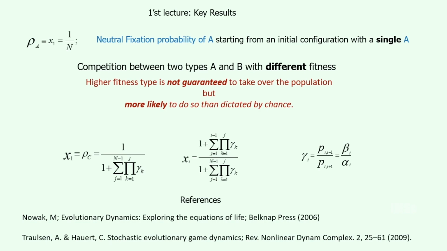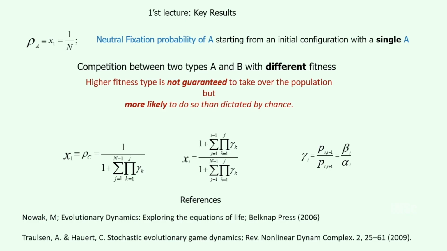So we calculated the fixation probability, or rather the invasion probability, to be more accurate, for a neutral evolution case, and we found that this is proportional to 1 by n, so inversely proportional to the population size. Okay. So what about competition between two different types of organisms or species which have different fitness?